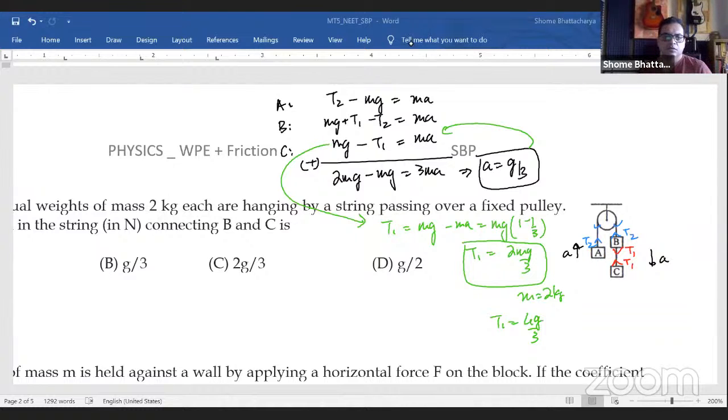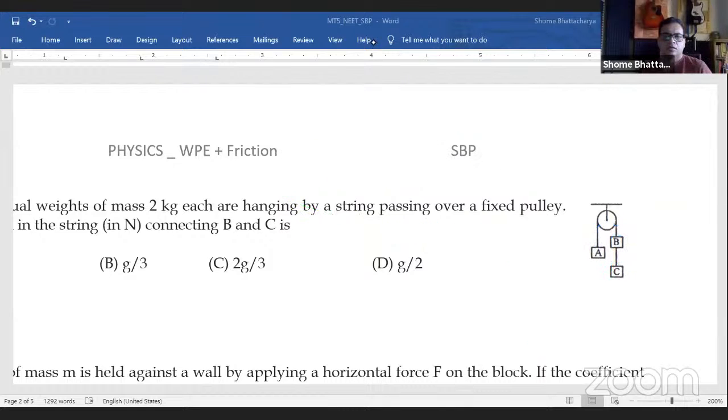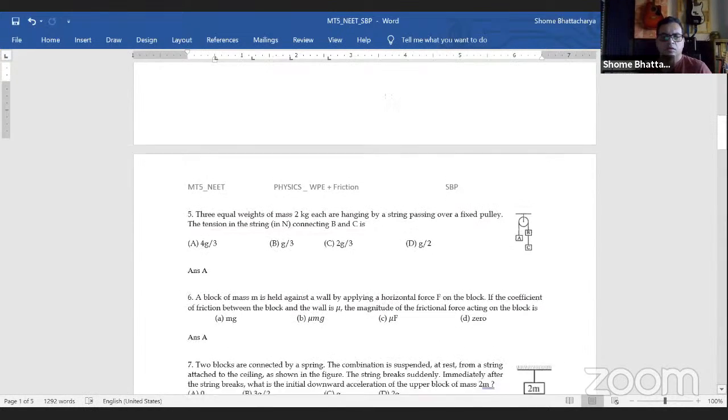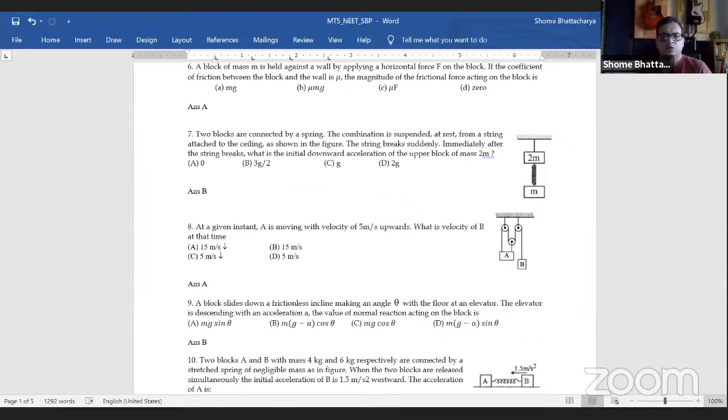Is it clear, people? Okay. So let's move on. Sixth question, anyone has a doubt? I don't think so. It's pretty simple. Let's move on to seventh and eighth then.